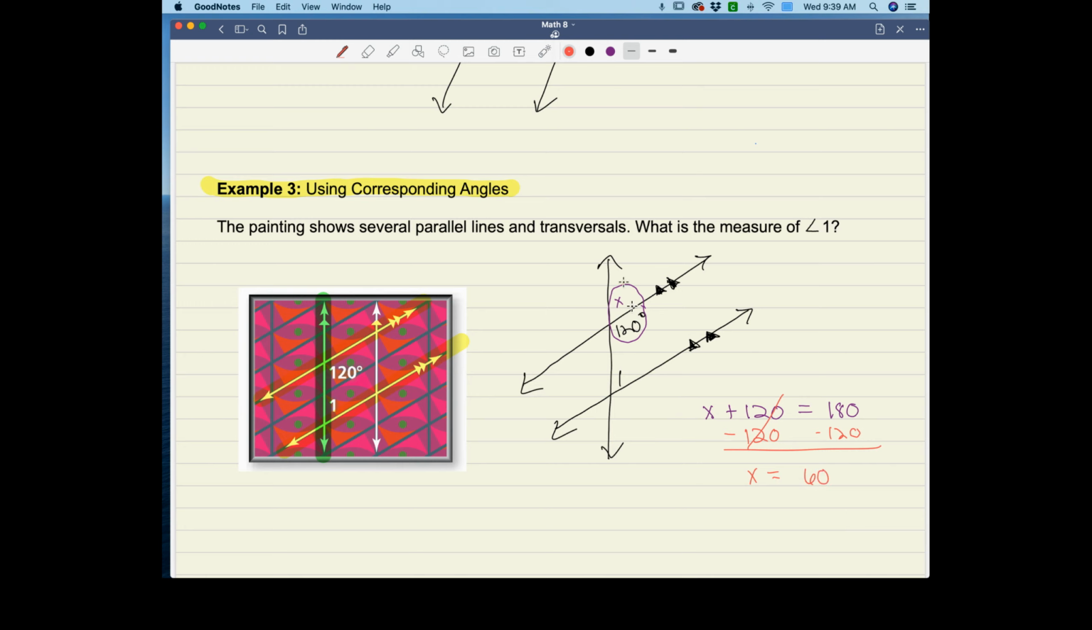Well, once I know that that is 60, I can start looking for corresponding angles. So x is going to correspond with angle 1. Now, I made that x up. That was my unknown. I called it x. But it corresponds to angle 1. So what does that mean? Well, that means that angle 1 has to equal the same. Angle 1 is 60 degrees.